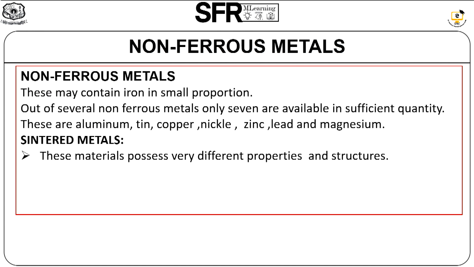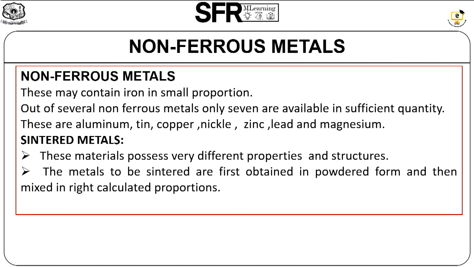Non-porous metals. These substances are composed of metals other than iron. However, these may contain iron in small proportions. Out of several non-porous metals, only 7 are available in significant quantity, at reasonable low cost, and used as common engineering metals. These are aluminium, tin, copper, nickel, zinc, and magnesium.